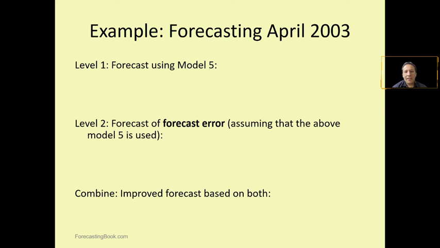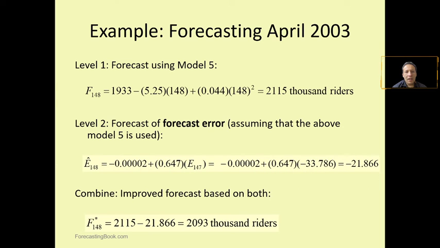So we have here an example forecasting April 2003. Here we have the level 1 model. This was forecasted using model 5. Model 5 is a model with trend and seasonality. Here we have the forecast for the observation at time 148. Imagine that this is months.